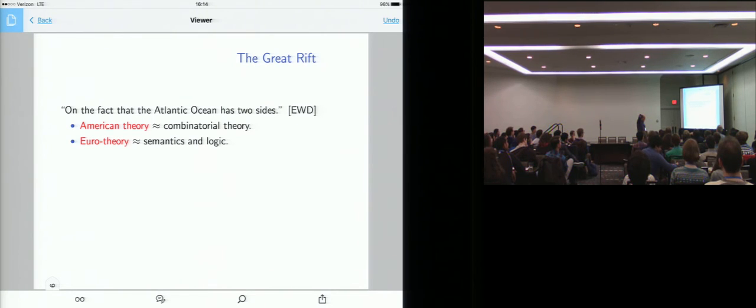So another way to explain this is to borrow a phrase from Dijkstra. He wrote an essay called On the Fact that the Atlantic Ocean Has Two Sides. And I thought I would throw into the discussion here, I wish to make the following claim. Most of you are too young to appreciate any of this, but let me just tell you, and I'll explain offline over dinner if you want, I think that Dijkstra was the first technical blogger. And he should be given credit for being the first blogger.